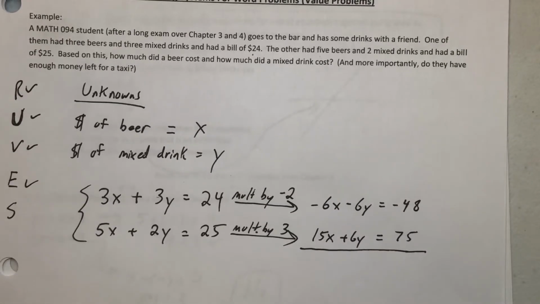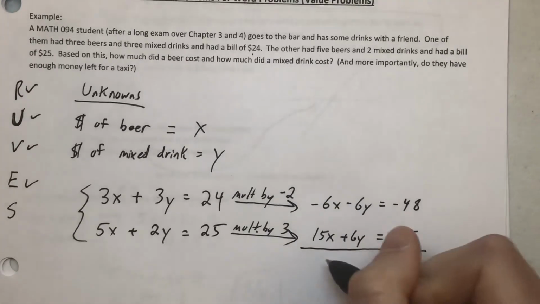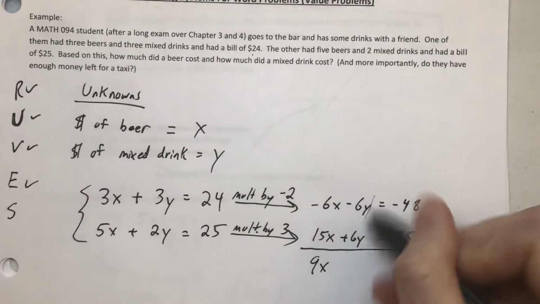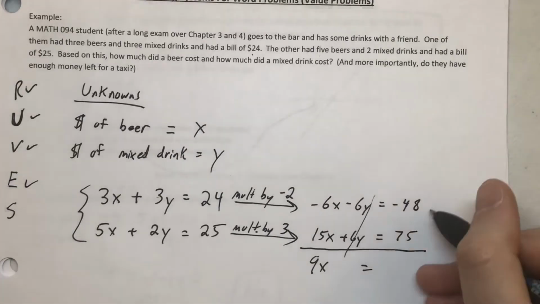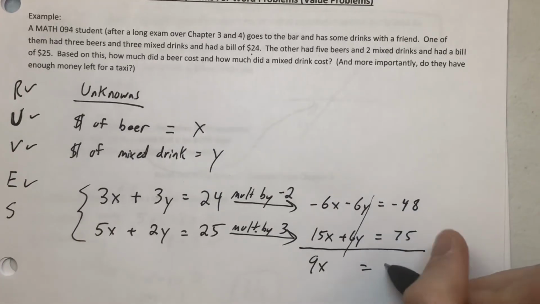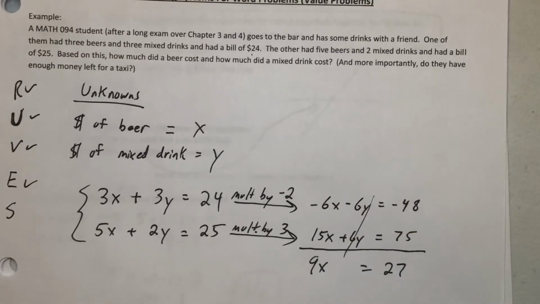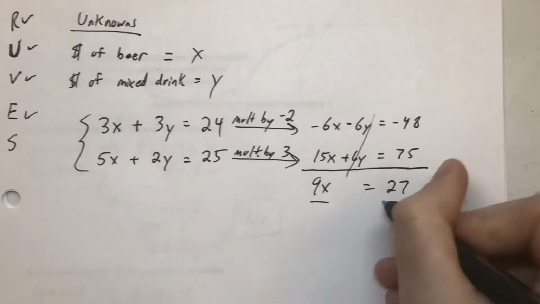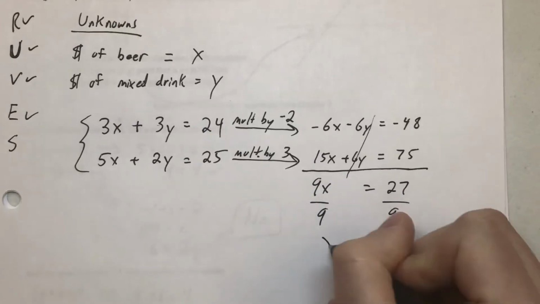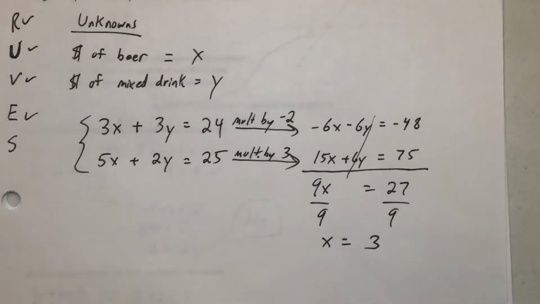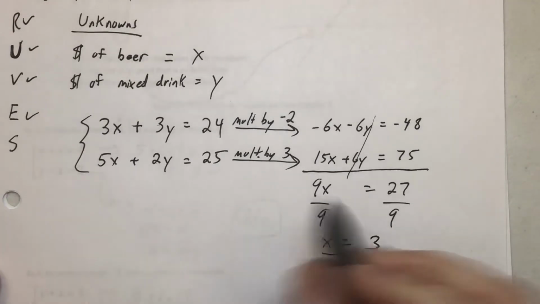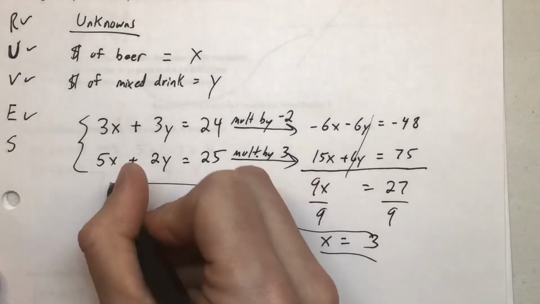All right, now we can combine the x's there, combining them gives us 9x. The y's cancel completely, and negative 48 plus 75 comes out to 27. And with that, we have one step left to solve for x. Divide both sides by 9 and get our x equals 3. Once we have x equals 3, we will go back to either equation. Doesn't matter which one. I'll just go back to the second one since it's here on the bottom.